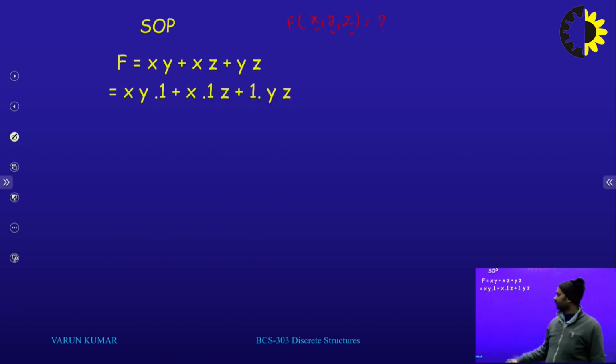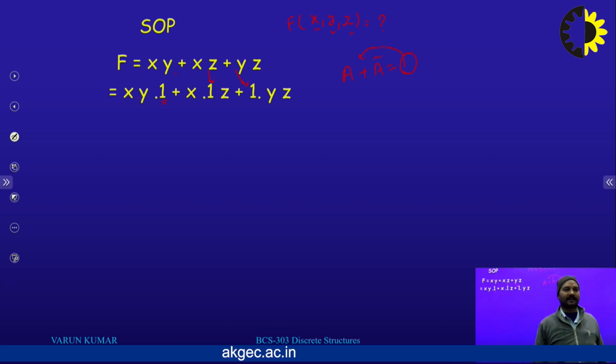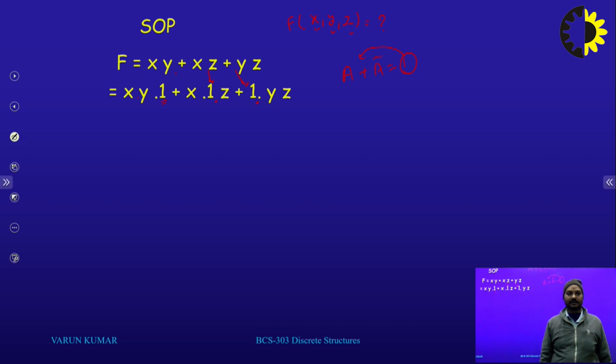So we write here x.y.1 in place of z. In place of y, we put here 1. In place of x, we put here x. And we use the formula that a + a' = 1. So we place that 1 here. In place of 1, we put a + a'. We require here some term of z, so we replace this particular 1 as z + z'. This particular one is replaced by y + y'. This particular term is replaced by x + x'.